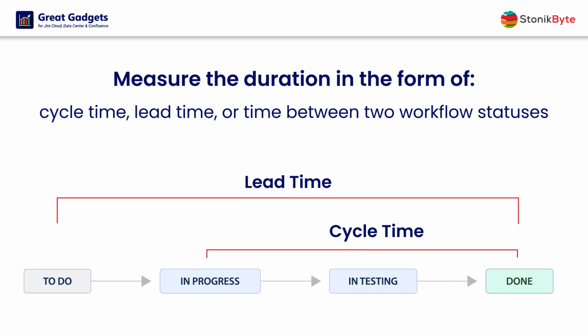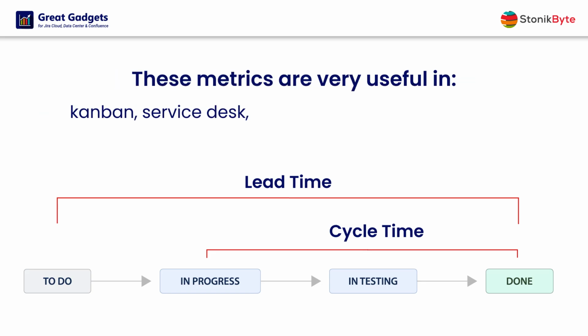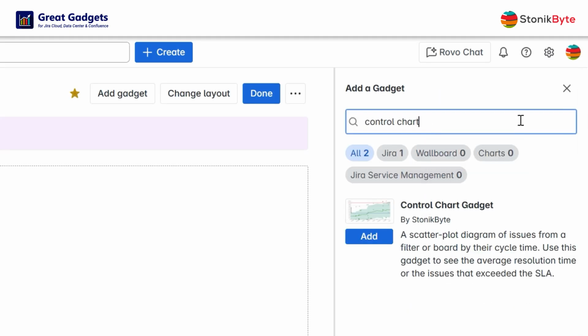Lead time is the time from when the work item was reported, to when it was delivered to the customer, so, the total time from the customer's perspective. While these metrics are critical in any Kanban project, they are extremely useful in Service Desk, ITSM, or any operational project.